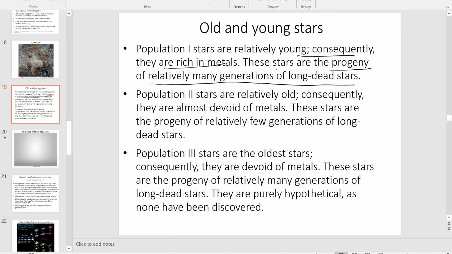Elements heavier than iron are produced in explosions of stars, supernovae. This explains why the sun has metals. The sun does not produce metal. The sun is relatively rich in metal.